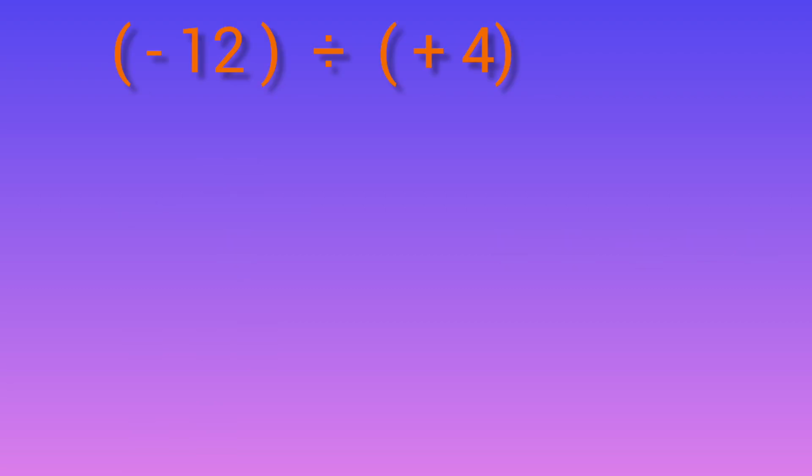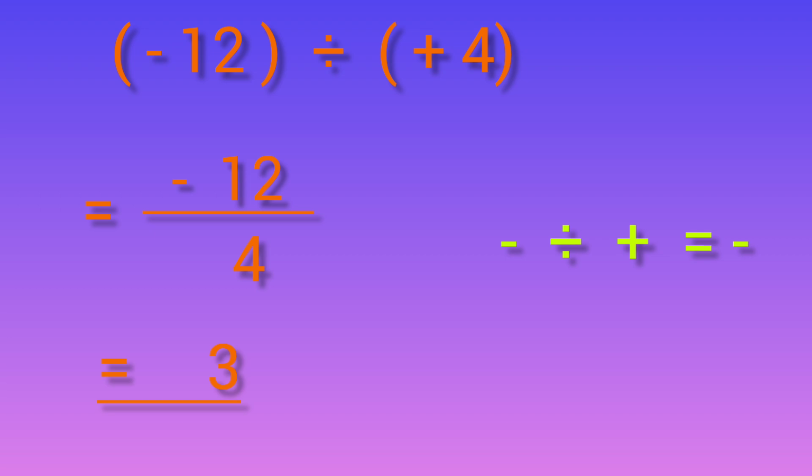Our sixth example is a negative 12 divided by a positive 4. If we rewrite our sixth example, it will be a negative 12 divided by 4. Now, when you divide a negative number by a positive number, you get a negative number. So our answer will be negative. So 12 divided by 4 gives you a 3. But our final answer will be a negative 3.